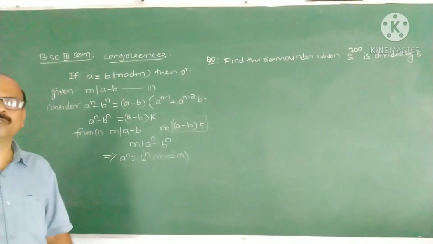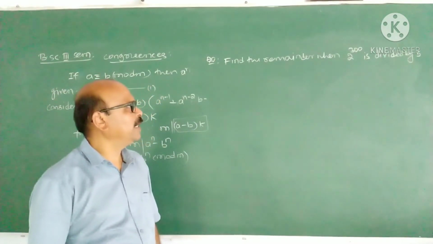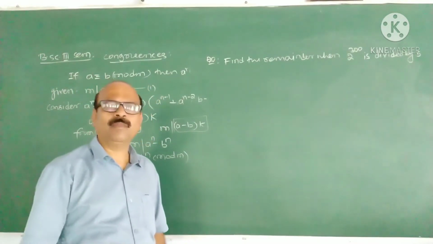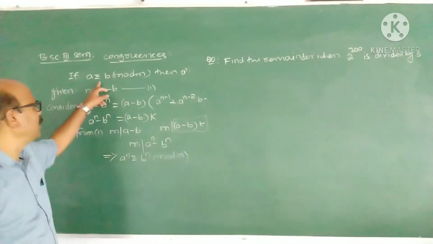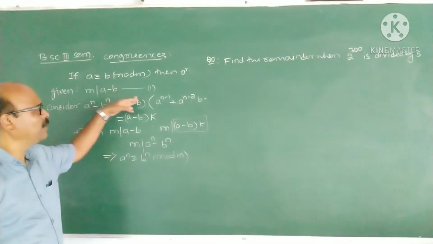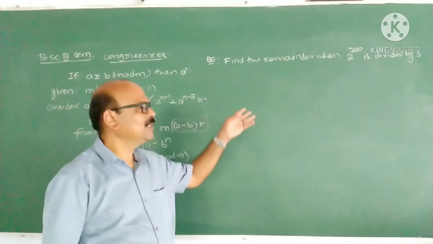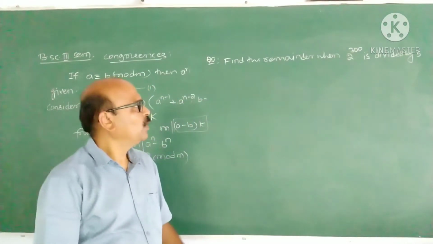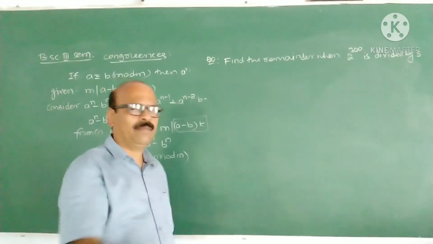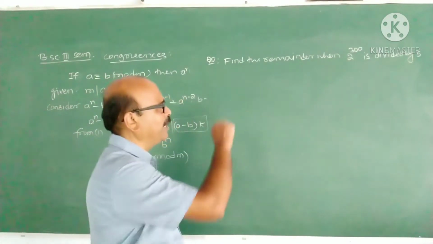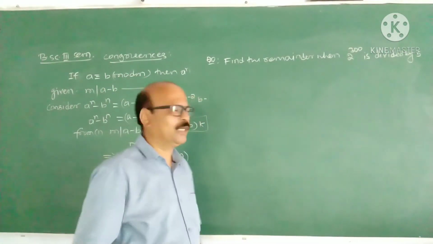See the number 2 raised to 300. If you calculate this number, it is a very big number. But using this congruence and this property and many other properties of congruent modulo m, we can easily find out within 2-3 steps. Without expanding that number 2 raised to 300, we find the remainder when that number is divided by 5. See, what is the procedure?